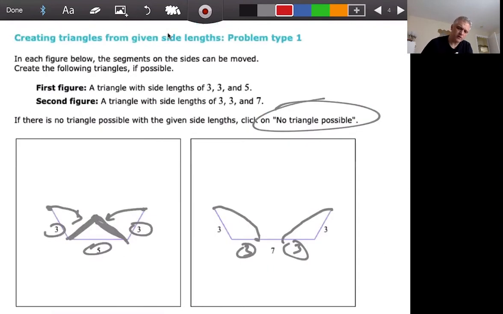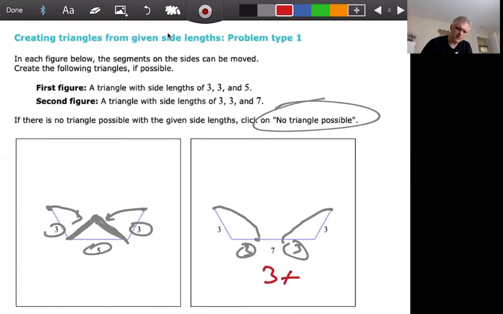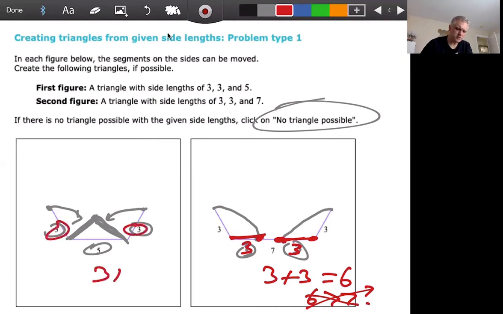Just like before, you had 3, 3, and 7, right? And you say, wow, 3 plus 3 is 6. Is 6 greater than 7? No. That's why when you have these two sides trying to connect, they can't connect because 7's too big. This one here, 3 plus 3, 6 is greater than 5. Yes. So this was a triangle.